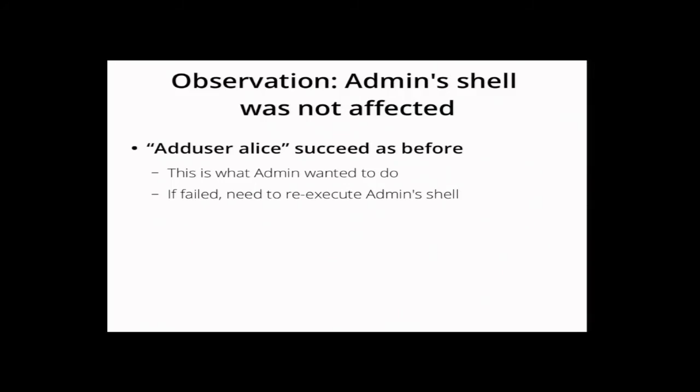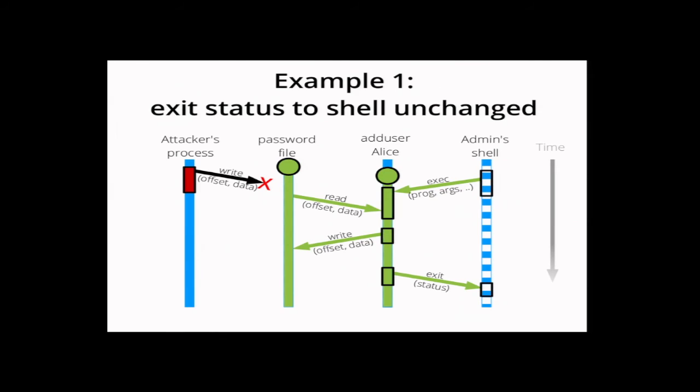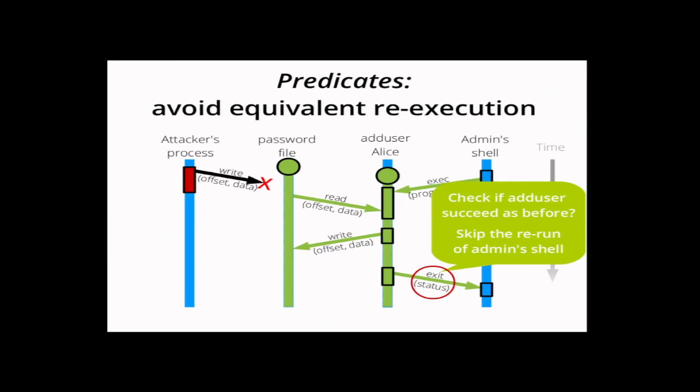The key observation that we made is that the admin shell was not actually affected by the attacker because the invocation of adduser Alice succeeded as before, and this is what the administrator wanted to do in the first place. If the invocation failed, we have to re-execute the entire admin shell, which is the correct thing to do. If the invocation succeeded as we expected, we can just stop propagating re-execution to the admin shell. For example, instead of rolling back the admin shell, we can now apply our idea, the predicate, to the exit system call so that we can check if this exit system call succeeded as we expected. If that is the case, we can stop re-execution of the admin shell.